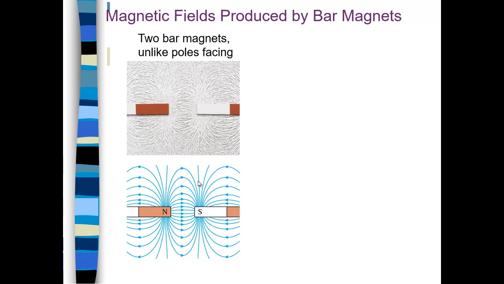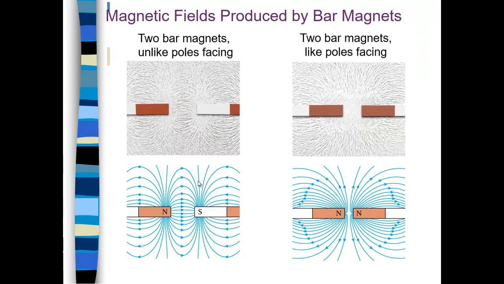And if we have two magnets that are facing each other, then the field lines are always going to move from north to south. And then if we have two repelling magnetic fields, if we have north and north together, then the field lines are basically going to move very, very quickly away from both north poles.